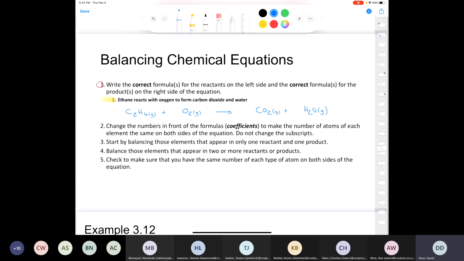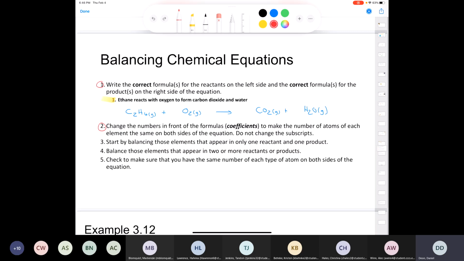Now in the second step, it says change the numbers in front of the formulas, which are the coefficients. The coefficients of all these right now are 1. But it says to change those coefficients to make the number of atoms of each element the same on both sides of the equation. You cannot change subscripts. You can't change any of these subscripts here. If you do that, you're in trouble. Okay? You cannot do that. That's illegal. And here's my trick.